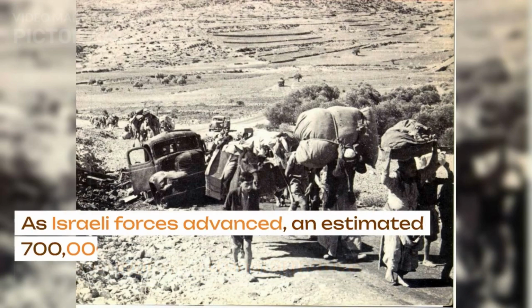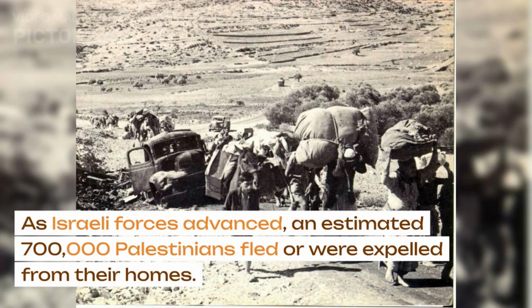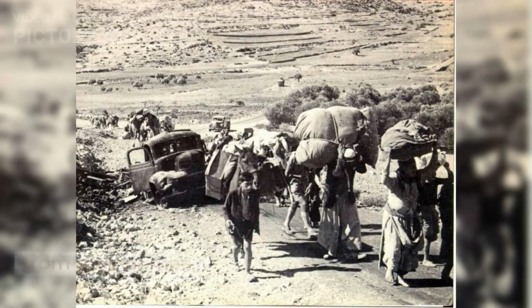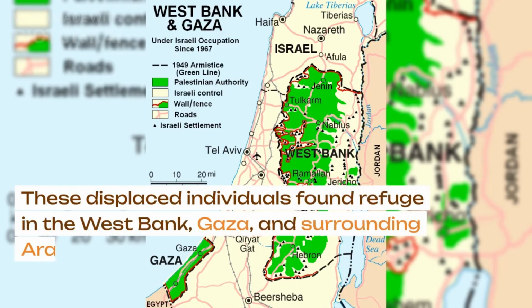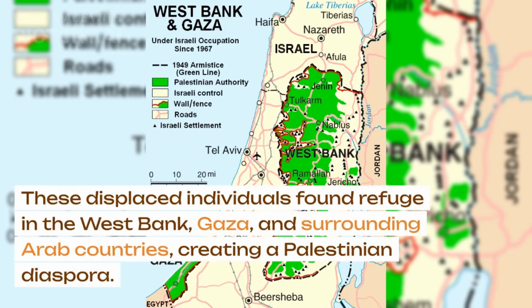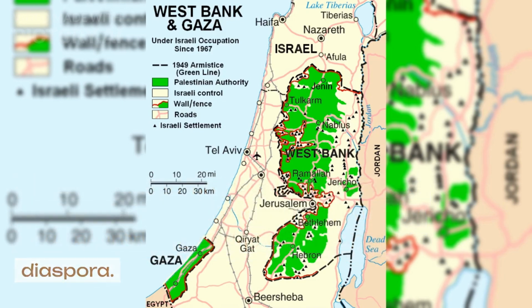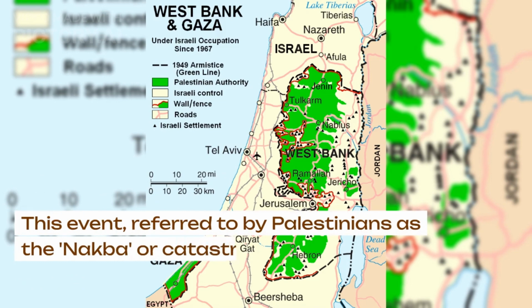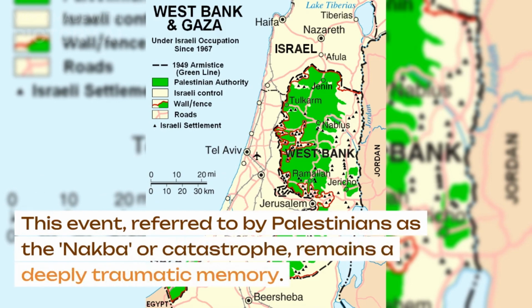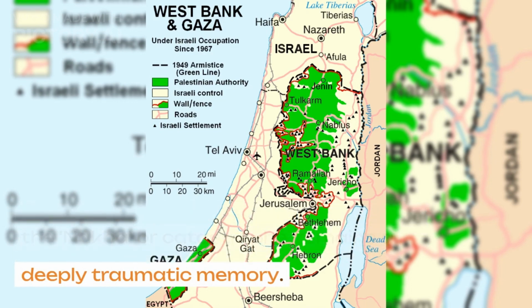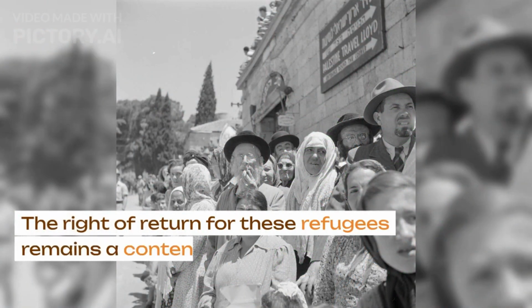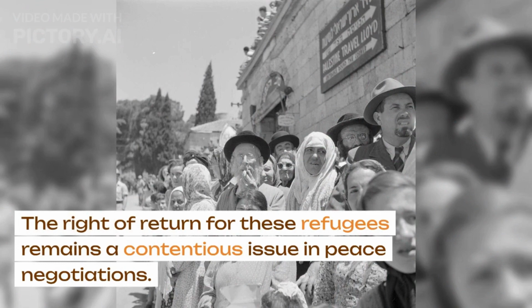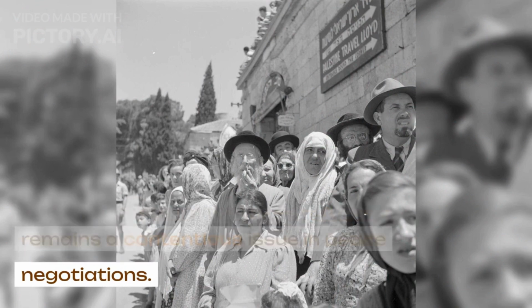As Israeli forces advanced, an estimated 700,000 Palestinians fled or were expelled from their homes. These displaced individuals found refuge in the West Bank, Gaza, and surrounding Arab countries, creating a Palestinian diaspora. This event, referred to by Palestinians as the Nakba or catastrophe, remains a deeply traumatic memory. The right of return for these refugees remains a contentious issue in peace negotiations.